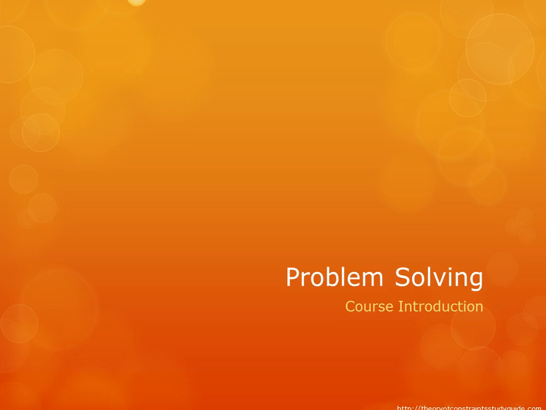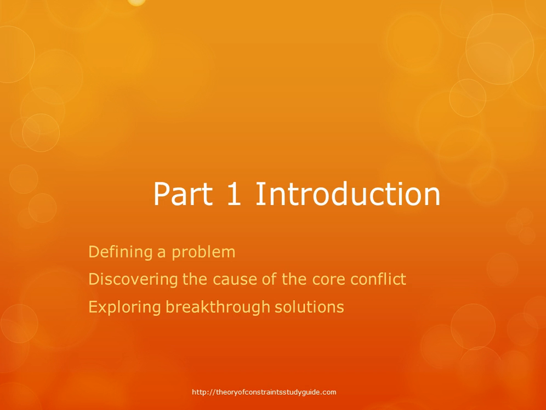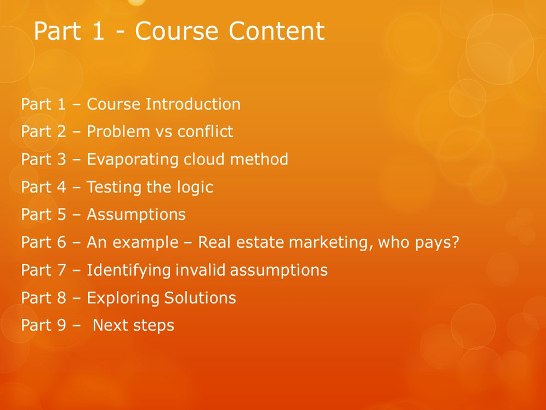Part 1 will give you a brief introduction to the course. So it's broadly in 3 categories. Firstly, defining a problem, discovering the cause of the core conflict, and then exploring breakthrough solutions. In terms of the outline, there are 9 parts to this. The first being the course introduction and overview.